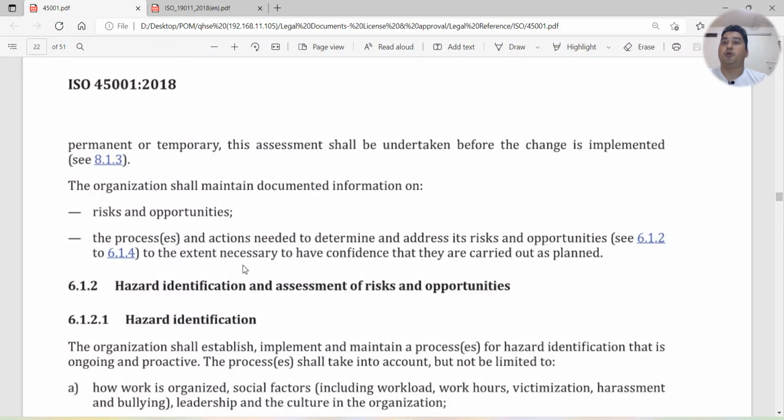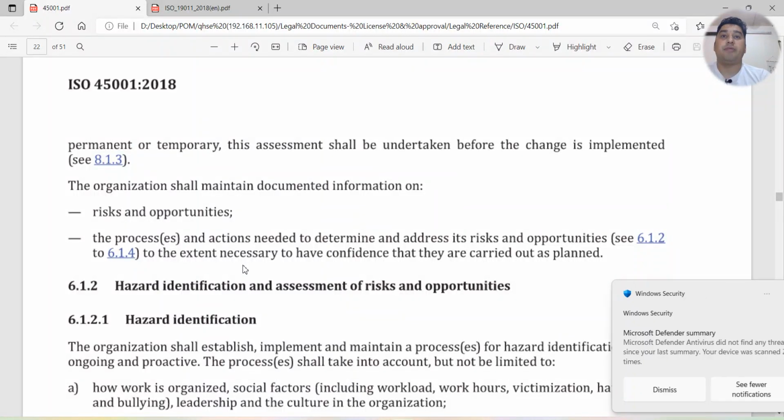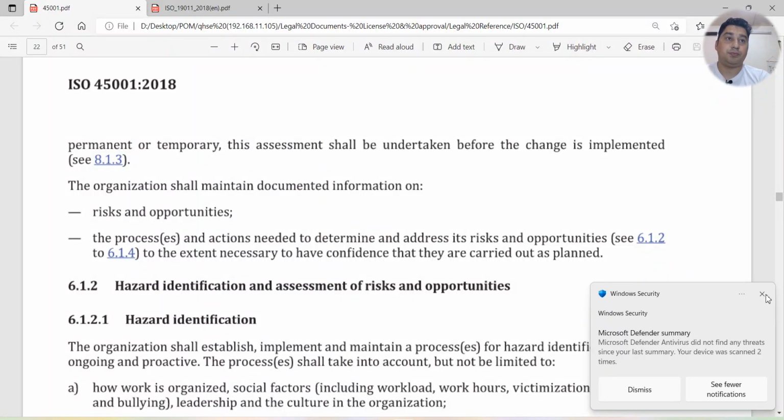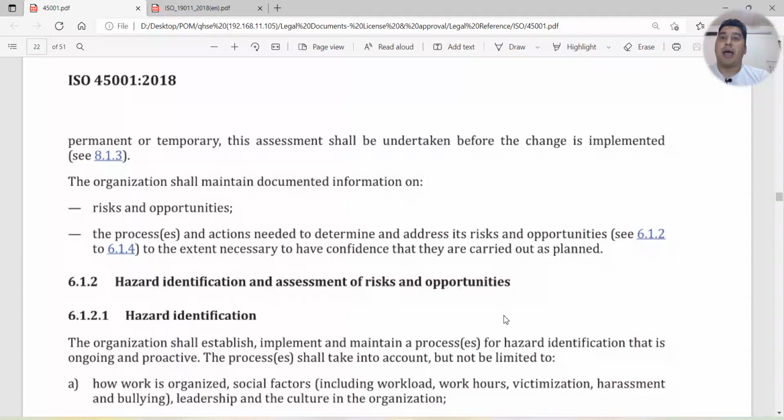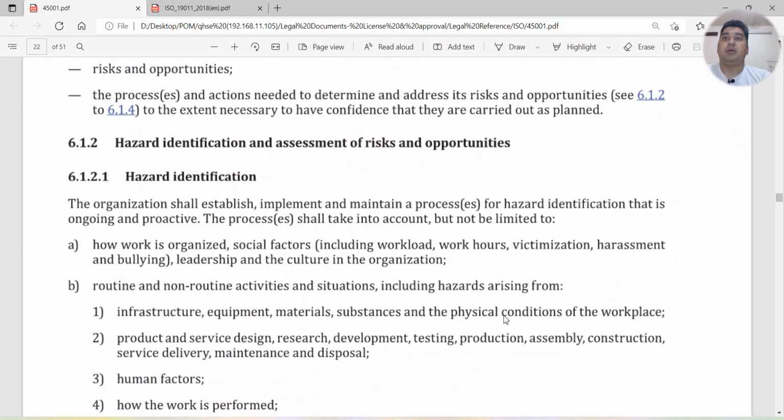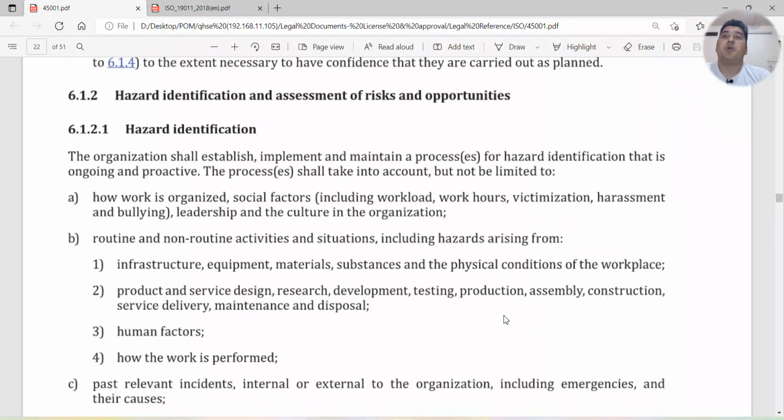Now we have 6.1.2, hazard identification and assessment of risks and opportunities. As you know, this clause 6.1.2 is purely based on risk assessment. As you know, there are 5 steps for the risk assessment. The first step is hazard identification. When you are identifying the hazard, these are the things you need to consider.